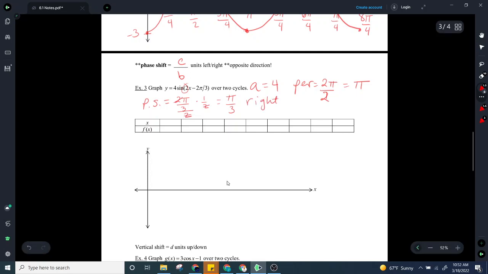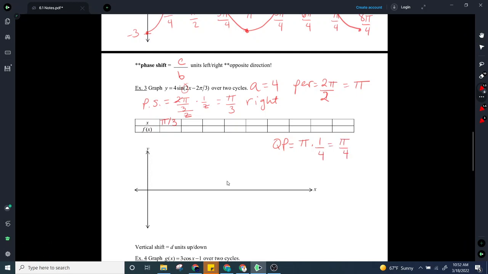So our table, the difference is our x values are going to start out at pi over 3. Had this been to the left, we would have started out at negative pi over 3, but it was to the right, so we'll start out at positive pi over 3. And then to get the rest of the x values, we're still going to use the quarter period method. So the quarter period, remember, we take the period and we multiply it by 1/4. So in this case, my quarter period is pi over 4.